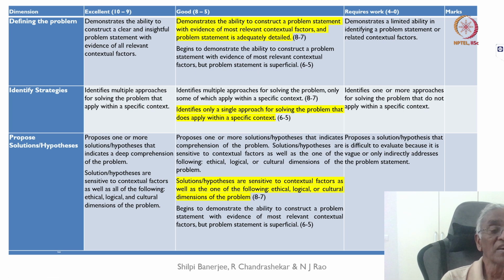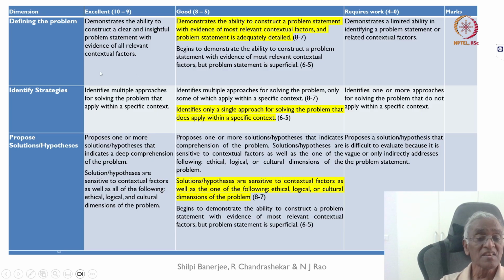Similar things are followed with other dimensions. Identify strategies. Now, excellent means identifies multiple approaches for solving the problem that apply within a specific context. Okay, then only we give 10 to 9. Then if it is good and it is between 6 and 5, identifies only a single approach for solving the problem that does apply within a specific context. So he has given only one solution rather than multiple approaches. In that case, we are giving between 6 and 5.